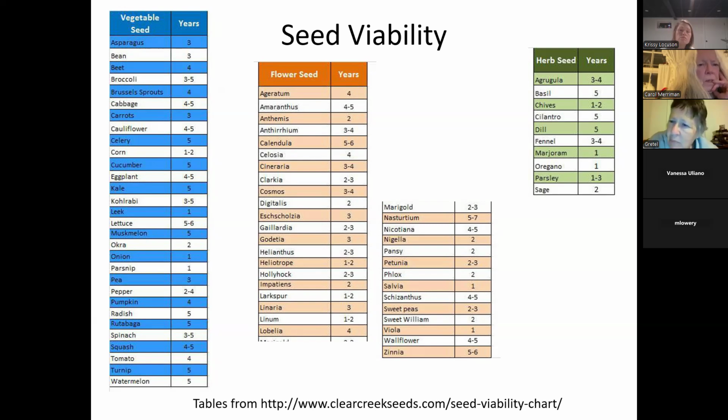Rice isn't on here, but we've germinated a magnolia tree that we think may be older than that, and a date palm that we think is like 2,000 years old. You're not going to get a high germination rate with very old seed, but you may get some.